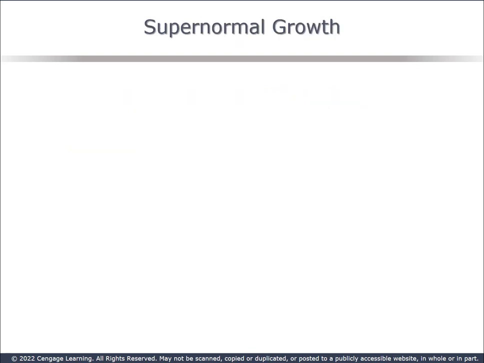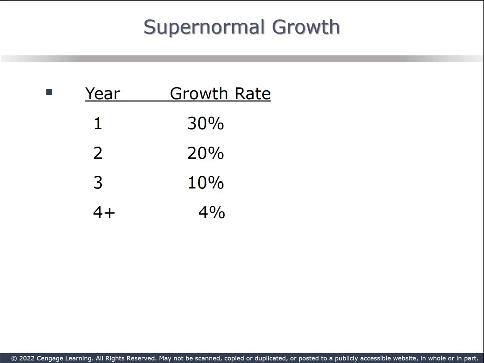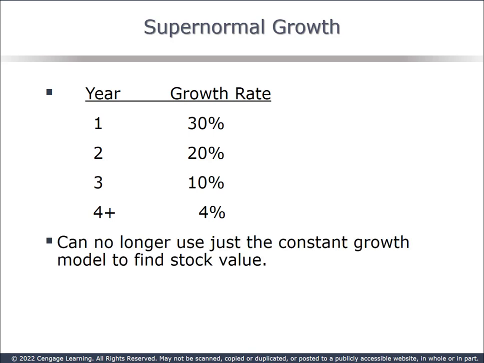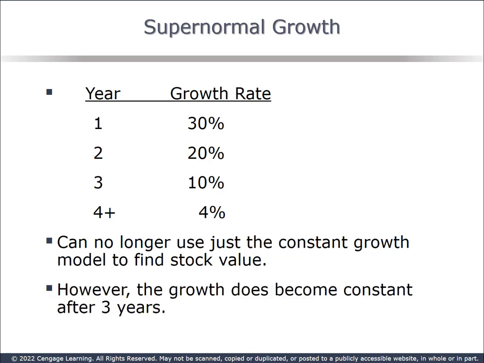As long as dividend growth can be reasonably assumed to be constant forever, finding the value of a share of stock is fairly easy. But what if the stock is growing at a supernormal rate for a few years before settling into a stable growth pattern? We obviously can't use the constant growth model, at least not for the non-normal years, but at some point the growth does become constant.